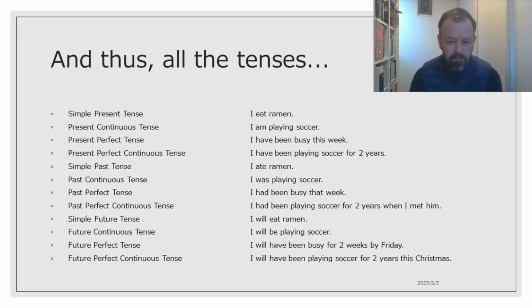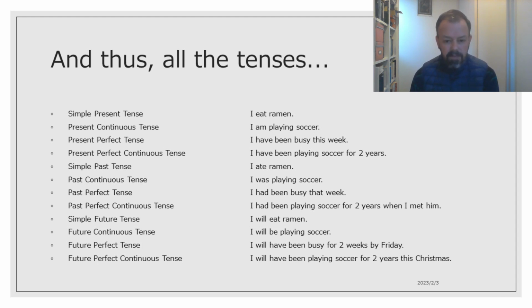Please note that sometimes continuous tenses are called progressive tenses. Both terms are correct and both are accepted. I prefer continuous because I think it describes more clearly what this tense is used for, continuous actions. So we use the ing form of the verb with the be verb. So I am playing soccer.